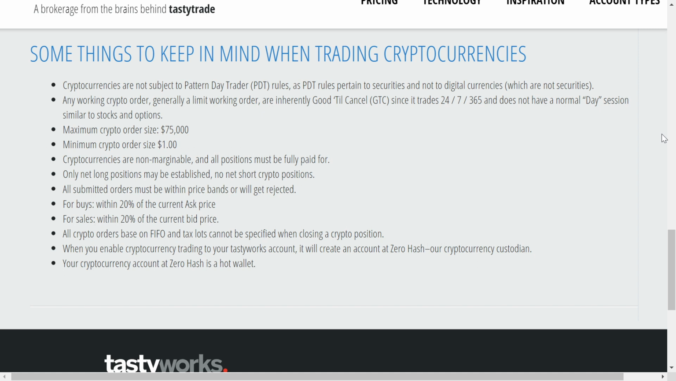And then, for buys, within 20% of the current ask, for sales, within 20% of the current bid price. And then, of course, all crypto orders are based on FIFO, and tax lots cannot be specified when closing a crypto position. And as I mentioned earlier, Zero Hash is the cryptocurrency custodian, basically the clearing company for your transactions. It's pretty straightforward. Not a lot else to cover in that. Any working crypto order, generally a limit working order, is inherently good till canceled. Considering that you can trade 24/7, it's not going to ever cancel unless you simply change it on your own.